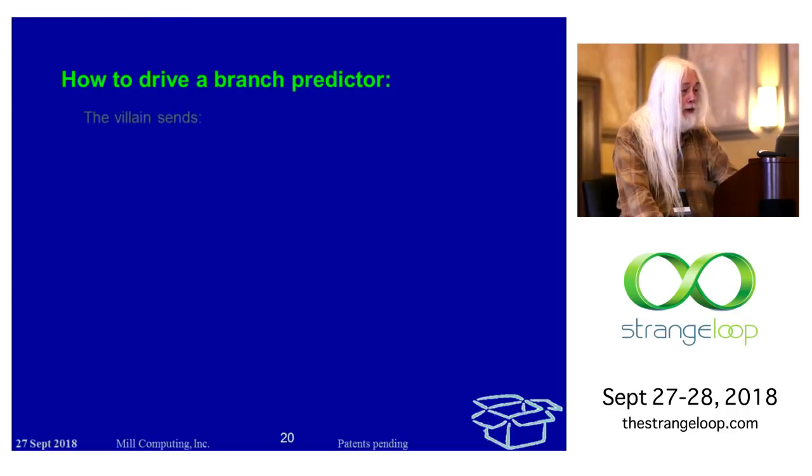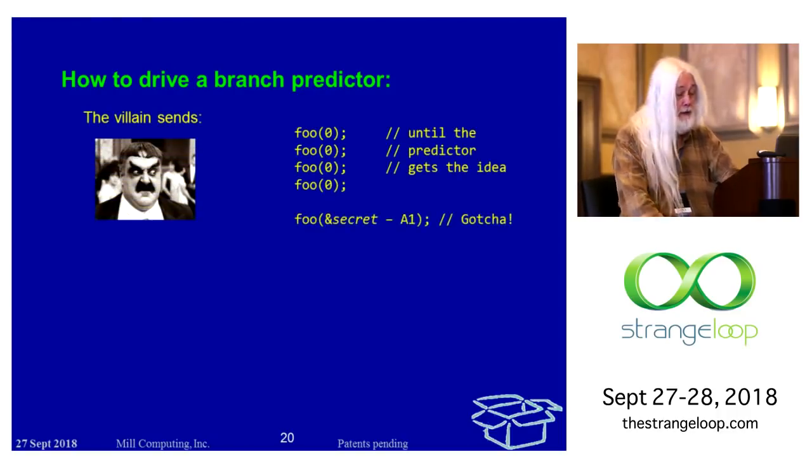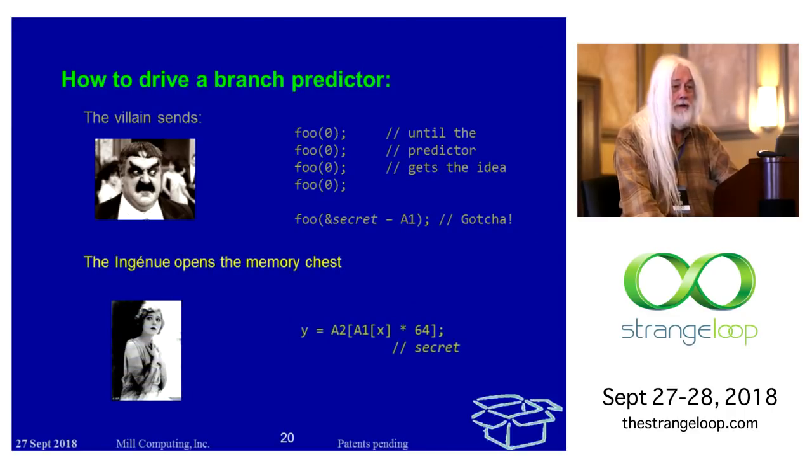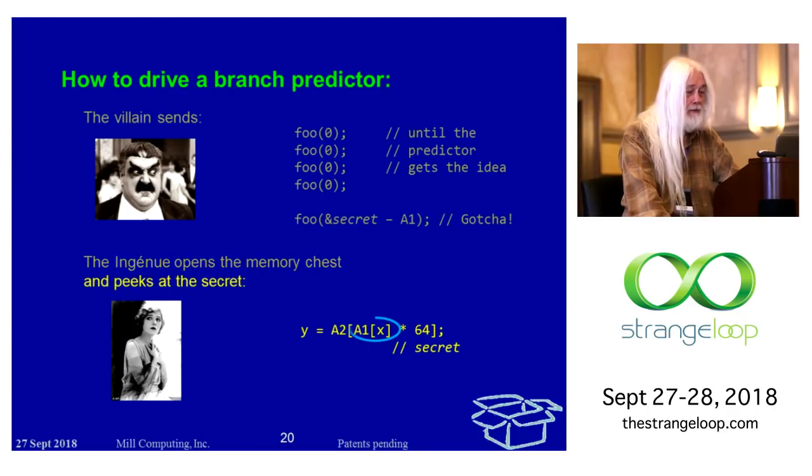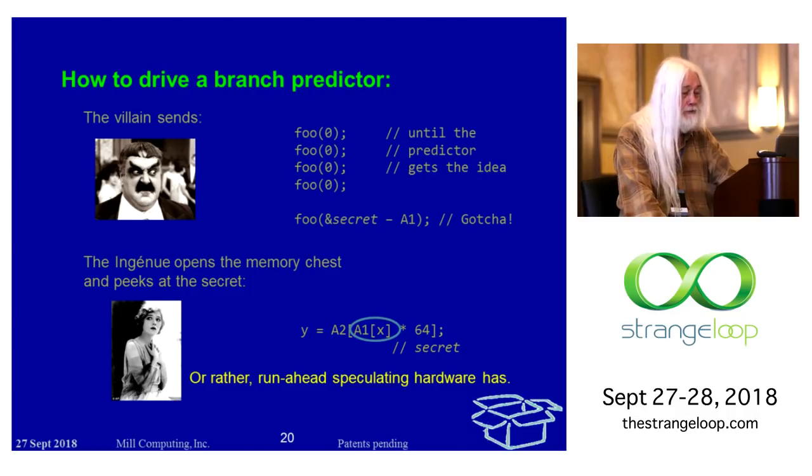Of course, you can drive the branch predictor any way you like. If the villain, remember the villain? If the villain keeps sending the same in-bounds value over and over again, the branch predictor, which is watching what he's doing, will say, oh, I've finally gotten the idea. The next time he does it, he's going to be within bounds and go and do the right thing again. Except he sends one that is not within bounds. And sure enough, the ingenue opens the memory chest there, and more correctly, the speculating hardware has, and we have accessed the secret, even though the access is in fact incorrect. The predictor said, we think we're going to do this.